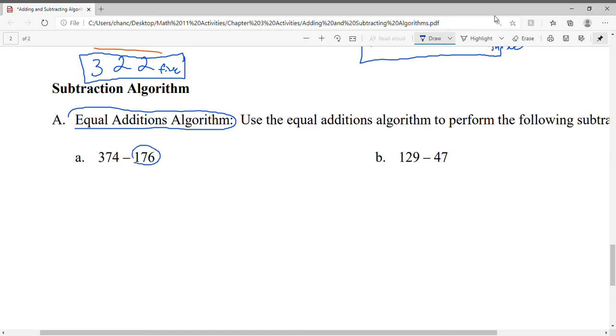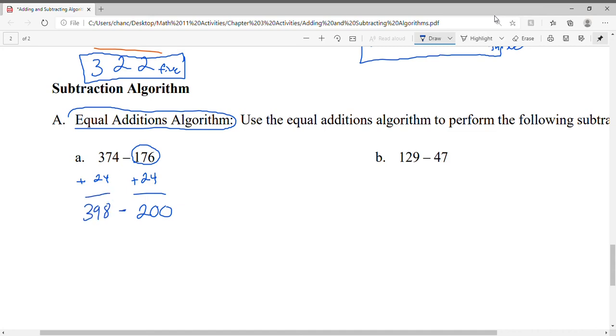Notice that this number is pretty darn close to 200, and 200 is a much prettier number than 176. So let's add 24 to this number so it looks better. It'll look like 200. And since I added 24 here, I'll add 24 on the other side as well, so that I know the subtraction will give me the same answer. 176 plus 24 is 200. 374 plus 24 is 398.